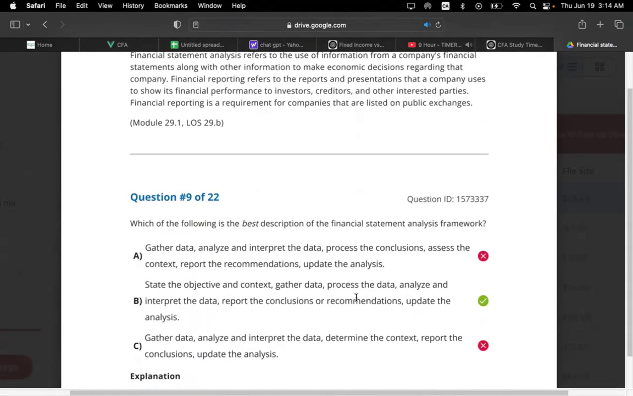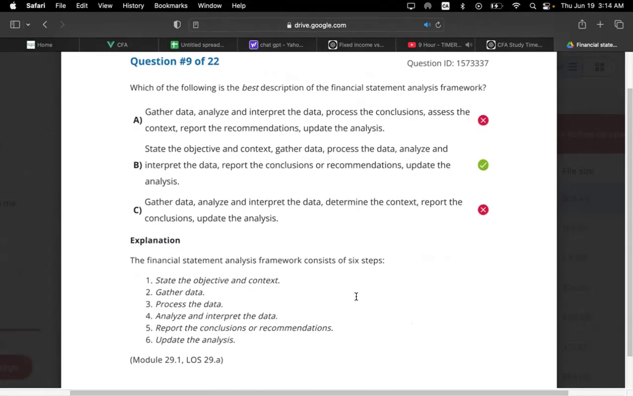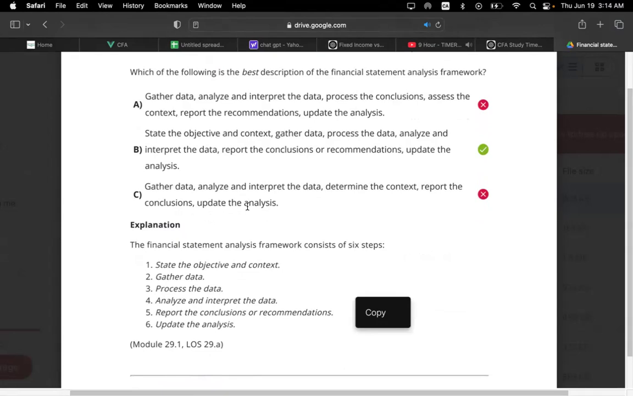Then question 9 of 22, which of the following is the best description of financial statement analysis framework? State objective, gather data, process data, analyze, interpret data, report conclusions, and update the analysis. Very easy, the steps we know. Just need to remember them. And you don't even need to remember them.